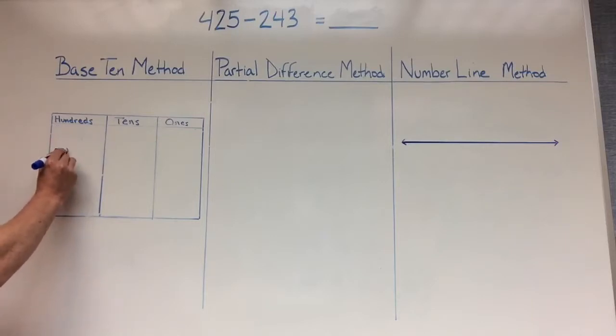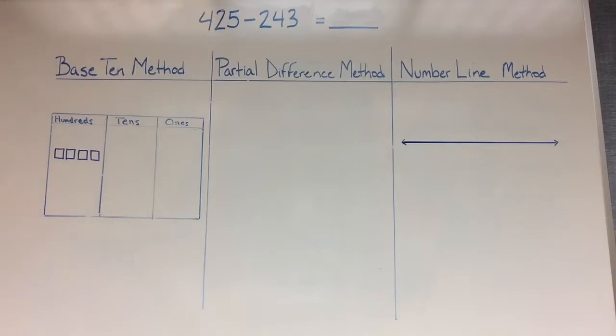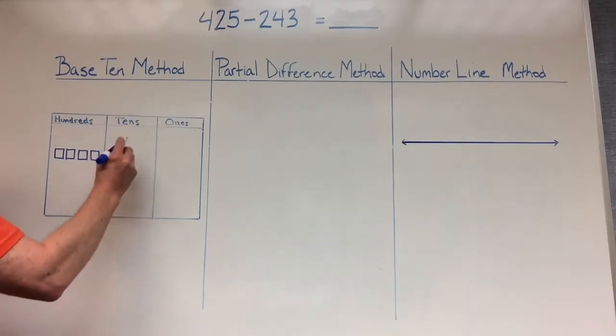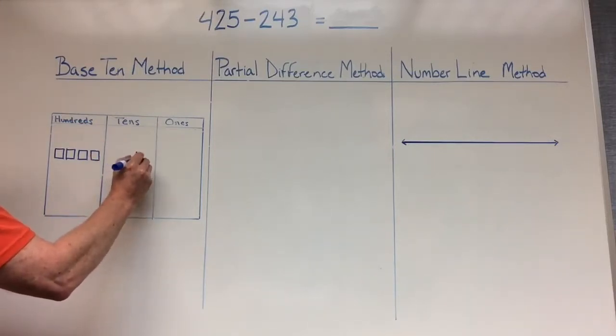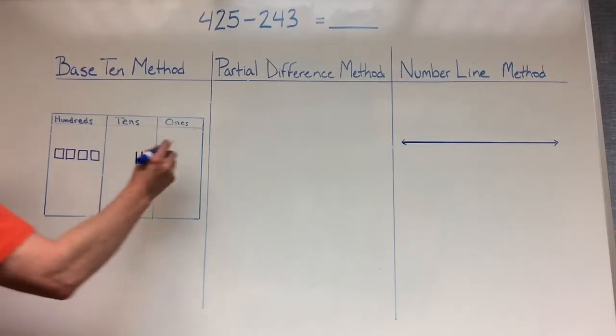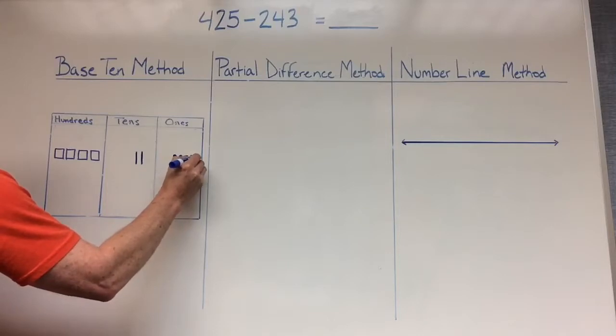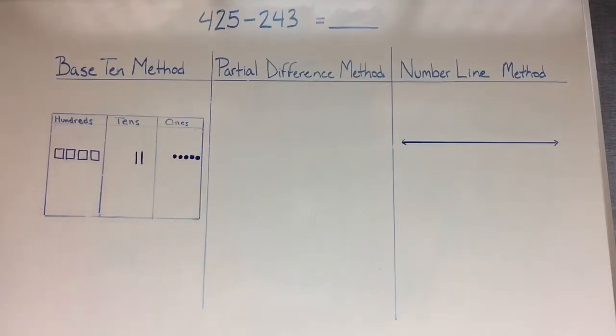1, 2, 3, 4. And there are 2 10s that I'm going to represent with the lines for my 10s. And there are 5 1s, which I am representing as dots for the ones.